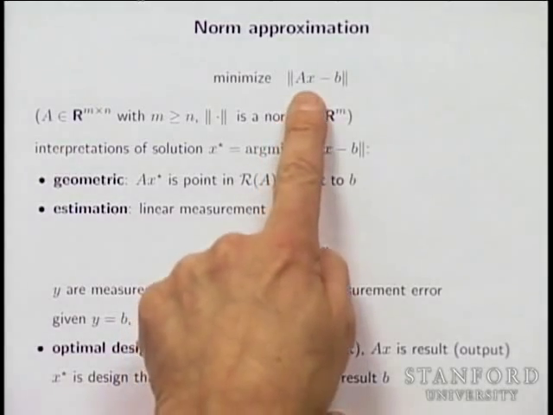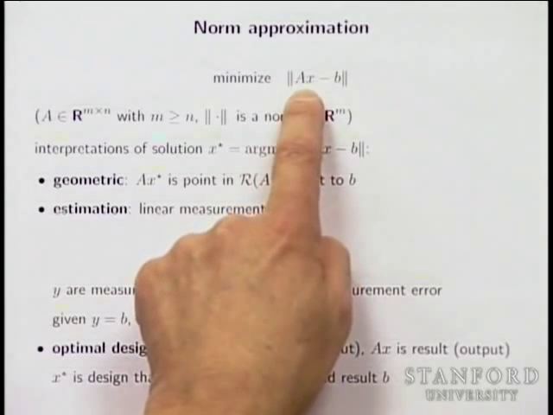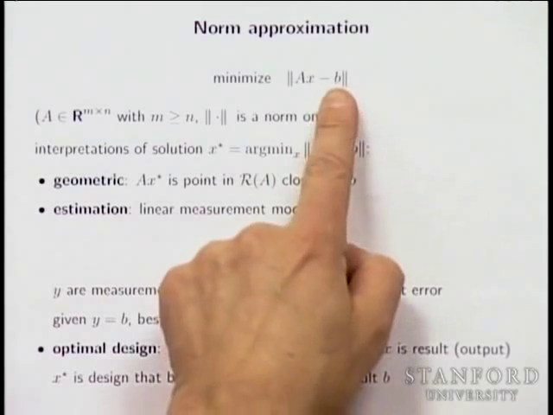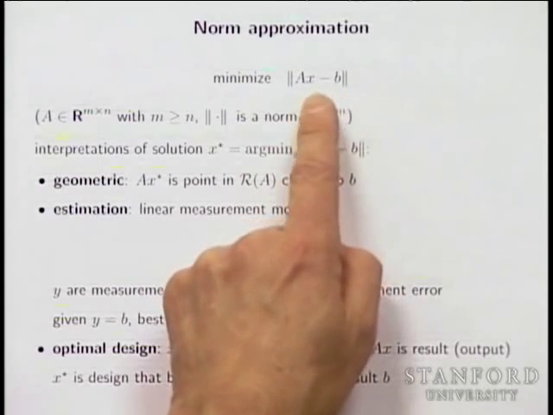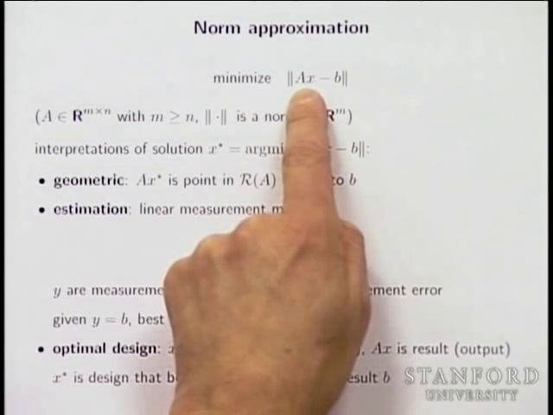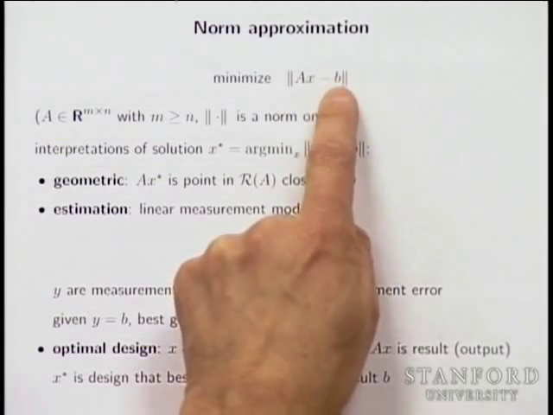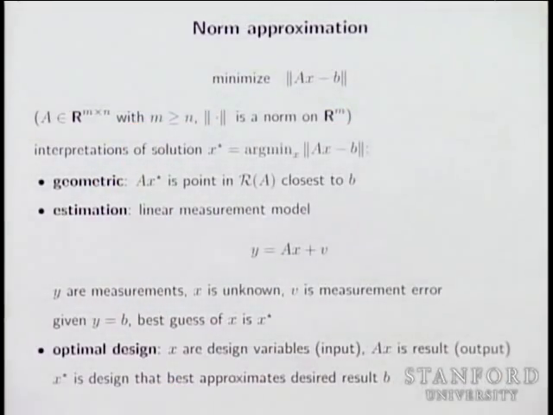In another case, it's just optimal design. In that case, the vector X or its coefficients are design parameters. These could be inputs in an optimal control problem. They could be anything. They could be inputs that you're going to send to a communication system, something like that. AX is the result of your action. So X is an action. And then B is something like a desired result. And here, the question is to find the action or inputs so that the actual output, that's AX, is as close as possible in this norm to this desired outcome B. So all of these are just applications of minimizing the norm of AX minus B.